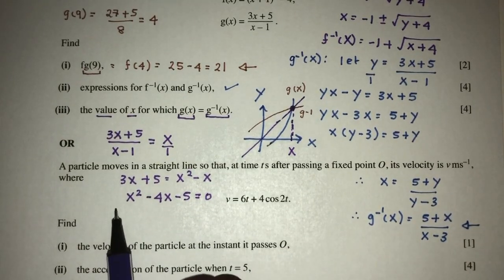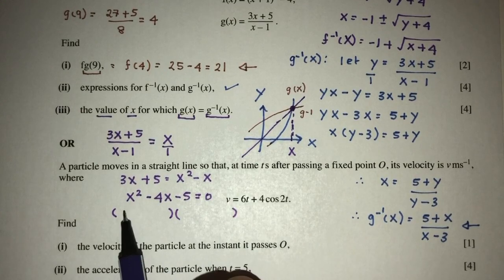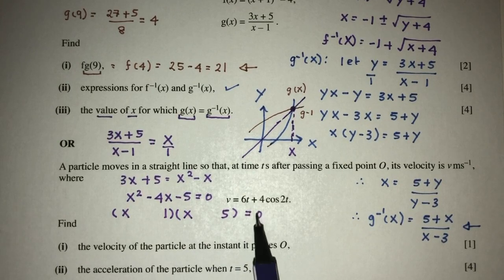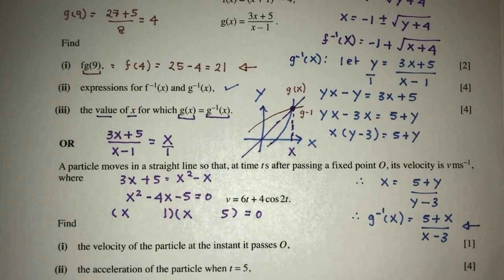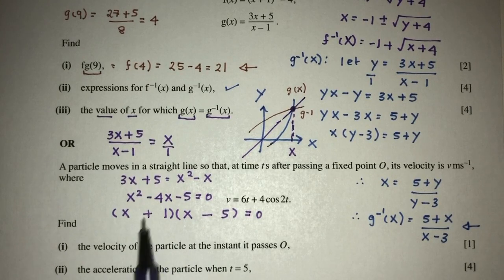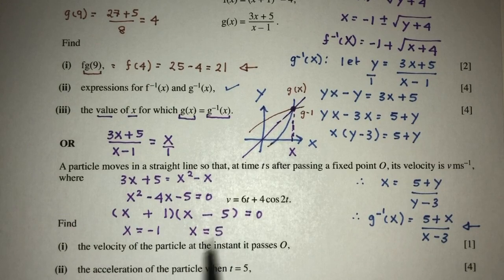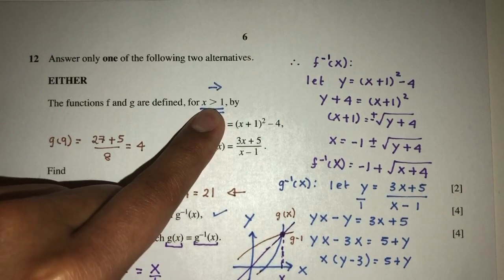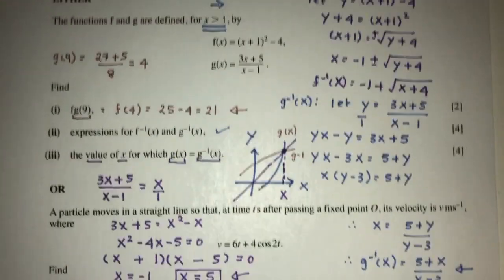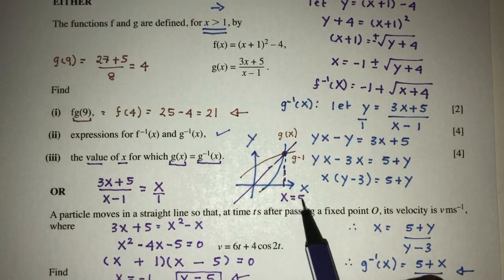Now we just have to factorize. That'll be (x ... )(x ... ), and 5 is 5 times 1. So for you to get the coefficient of minus 4, you have to have minus 5 plus 1. So x can be minus 1 or x can be 5. Obviously you will take this value because, as you know from the beginning, x is defined for x more than 1, so you will have only this value as your answer. So basically where they meet is the value of x equal to 5.